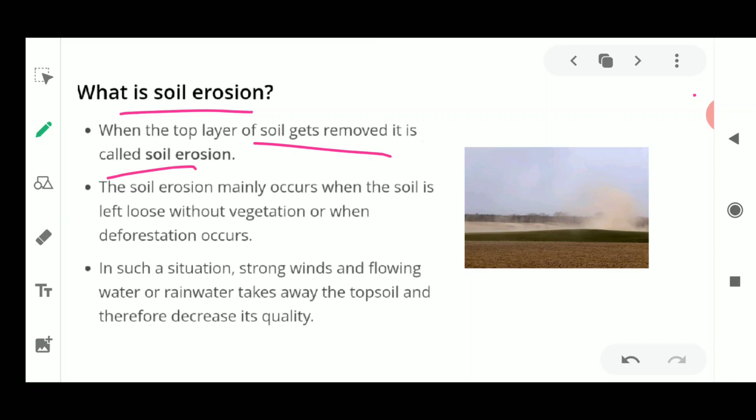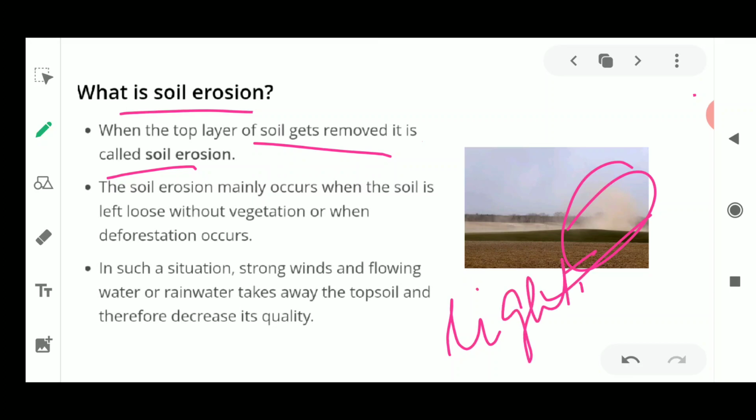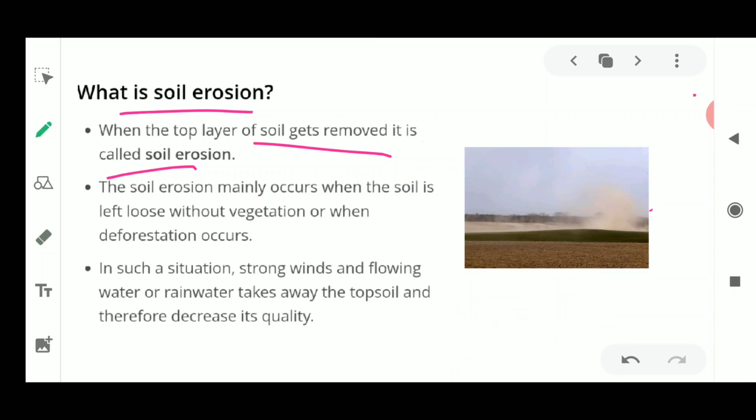Now how is the soil getting removed? As you could see here in this picture, the soil is getting removed. The soil particles are very light in nature. They are very soft, very light. They are not very heavy, so they could be blown away by the action of wind, fast moving air. It could blow with the help of wind, as well as flow with the water, fast moving water.